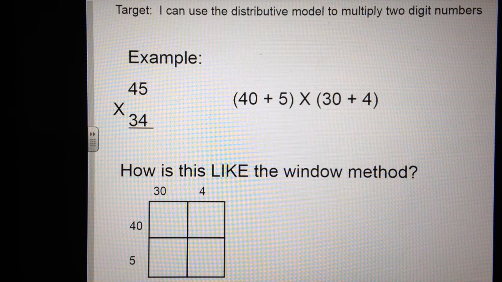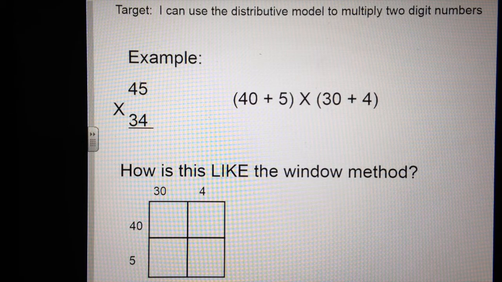Today we're going to talk about the distributive model to multiply two-digit numbers. And then we're going to talk about how it is like the Windows method. The problem we're going to multiply is 45 times 34.